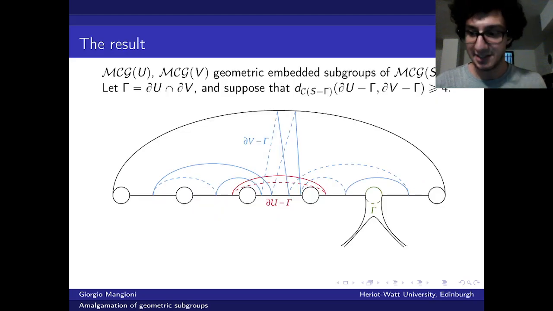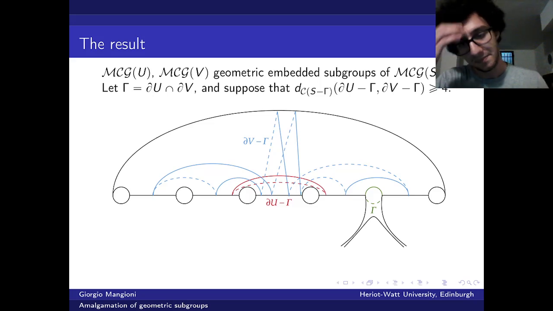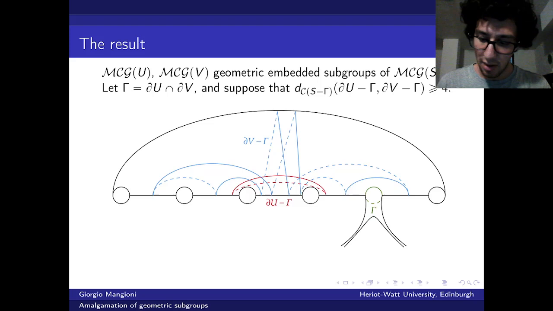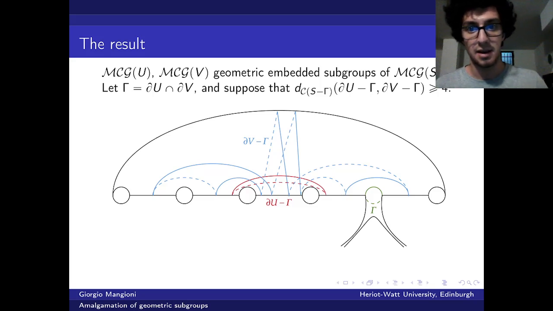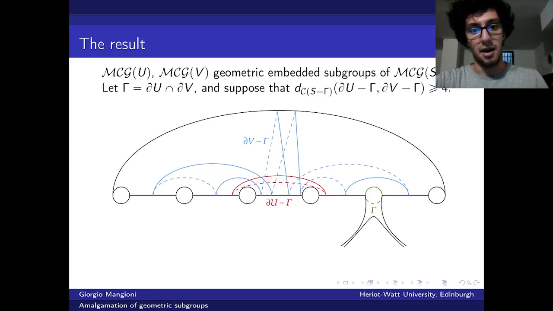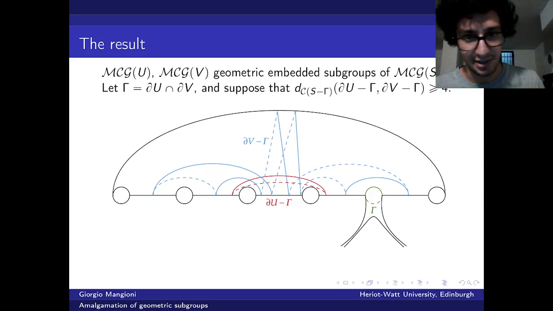So here's the setting of our theorem. Take two geometric embedded subgroups of a mapping class group supported on two closed surfaces U and V. Here we did not represent the surfaces but just their boundary. And notice that U and V have some common boundary component, which is this gamma here. And we require that when looked at in the curve graph of S minus the common boundary, the boundary of U and the boundary of V are very, very far away. Meaning that they entangle, they overlap quite a lot, and they have a very, very messy intersection.